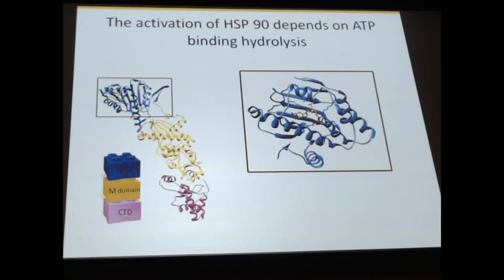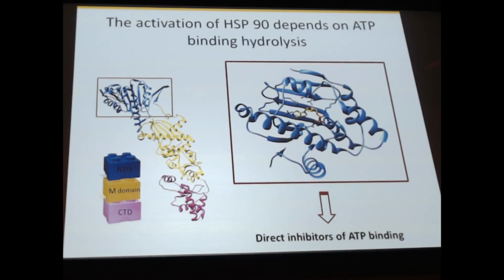HSP90 consists of a highly conserved C-terminal domain, a middle domain, and a highly conserved N-terminal domain. Our research focuses on the N-terminal part of HSP90 that binds ATP, since the hydrolysis of ATP is a key step in the activation of the whole protein. Also, it has been shown that the inhibition of this site will directly lead to the downregulation of oncogenic client proteins.